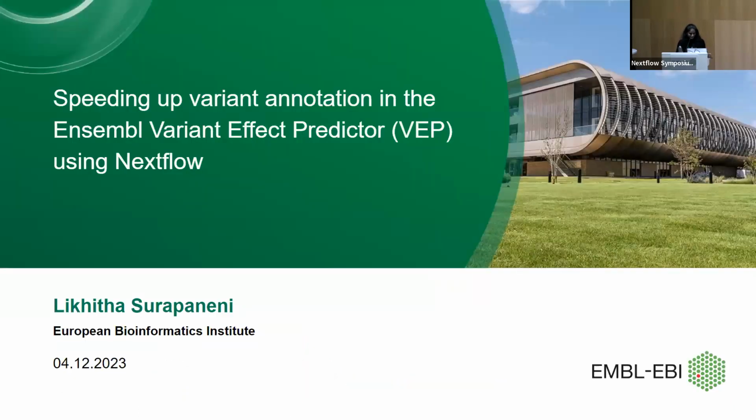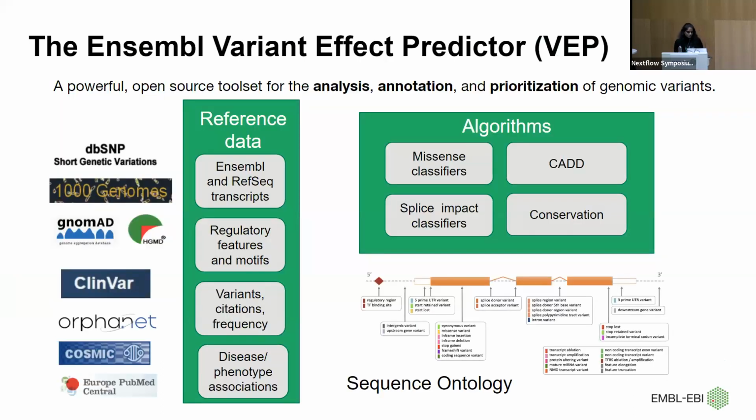So today I'm going to talk about our work on speeding up variant annotation in the Ensembl Variant Effect Predictor using Nextflow. Analyzing genomic variants is essential in terms of patient care, surveillance, and treatment outcomes. And the Ensembl Variant Effect Predictor is a powerful toolset for analysis, annotation, and prioritization of genomic variants. It predicts variant effects on the gene using several algorithms and reference data.